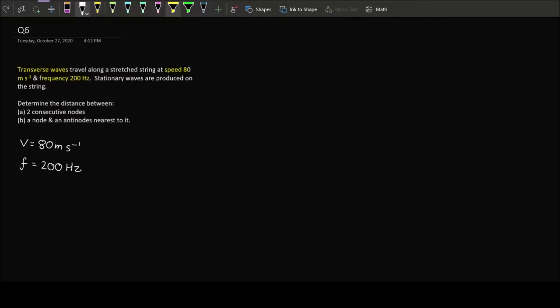Next thing, stationary waves are produced on the string. Well, then they suddenly mention you have a stationary wave. They say you have a transverse wave which is traveling, so it's a traveling wave, a progressive wave. Then suddenly they tell you a stationary wave is being produced. So how do you produce a stationary wave out of nowhere? Okay, to know this, let's look at this video over here.